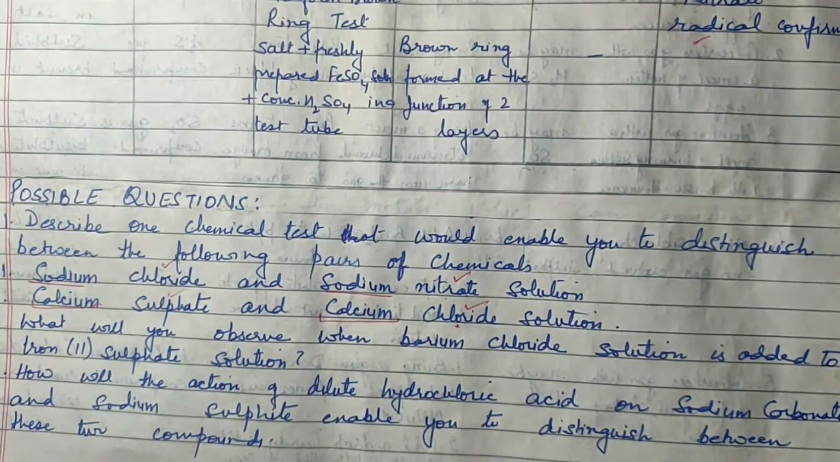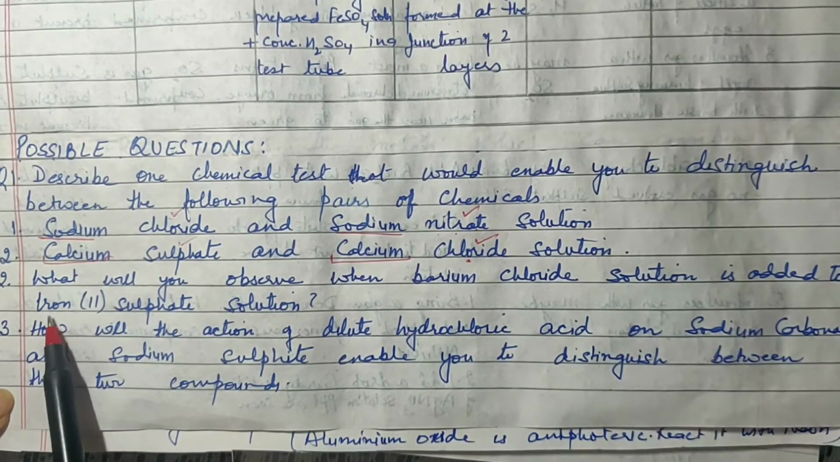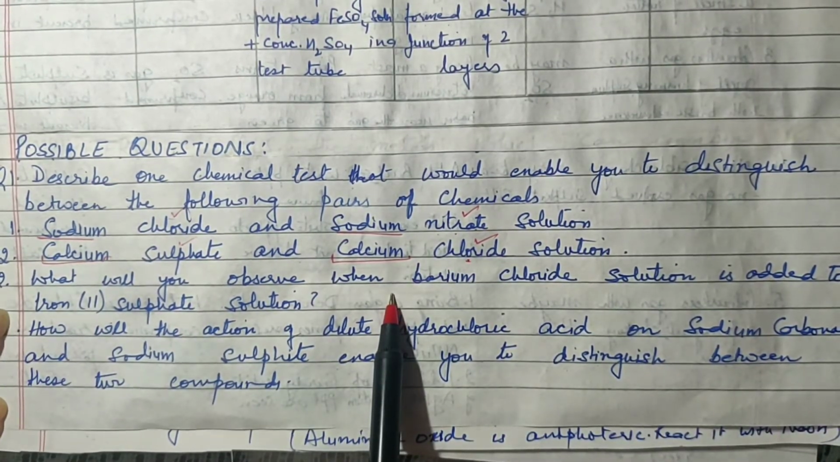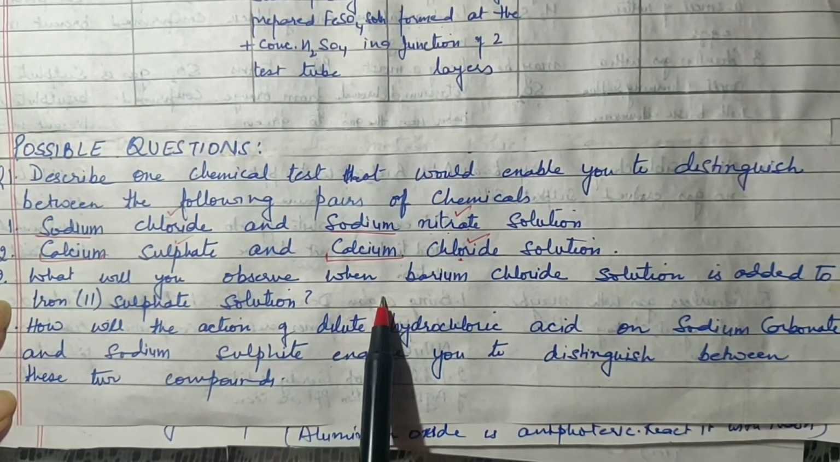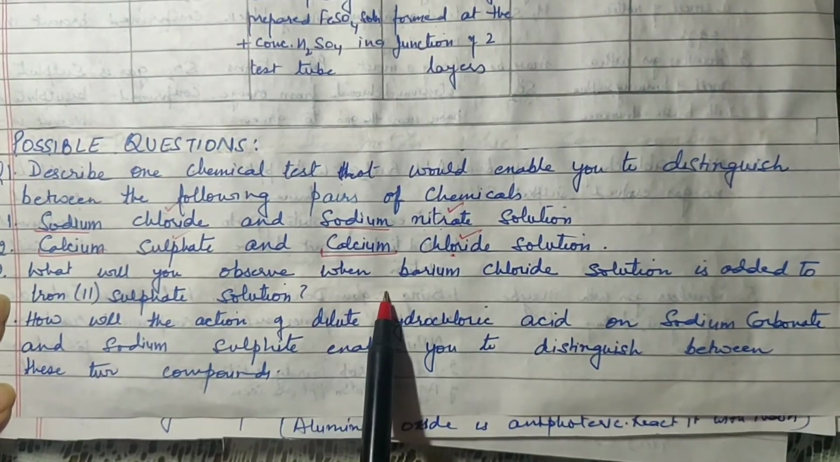Next one is on a particular observation. What will you observe when barium chloride solution is added to ferrous sulfate solution? So the answer will be that white precipitates will be formed. With every sulfate solution, barium chloride added, white precipitates are formed.